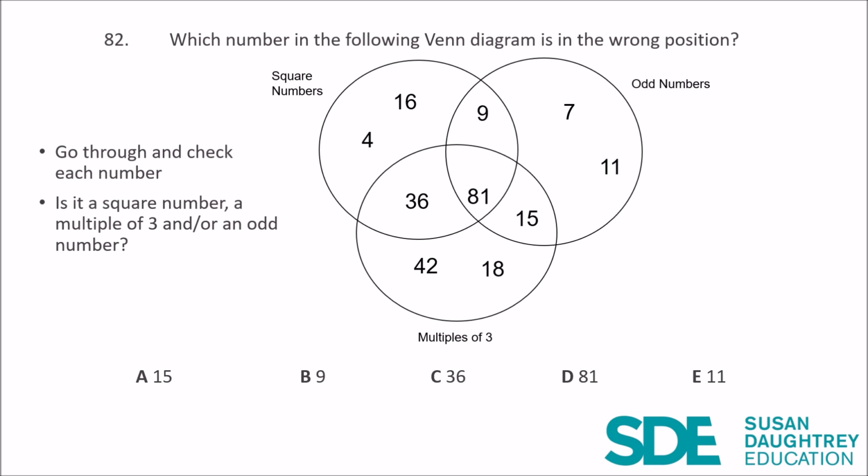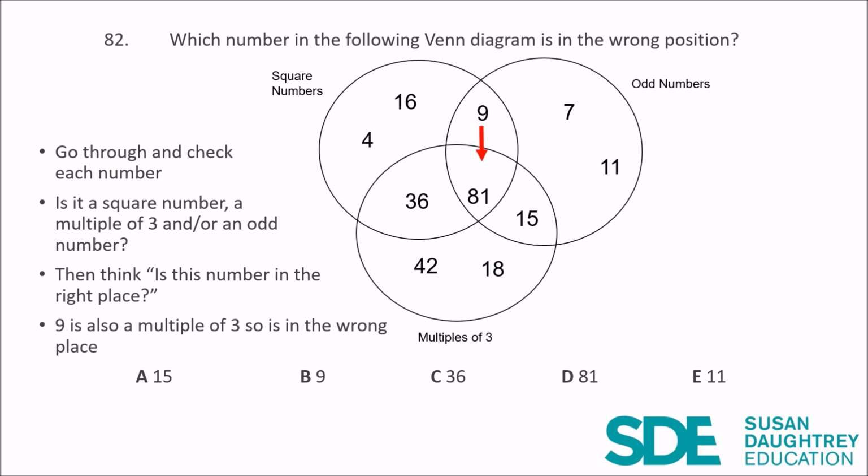In those areas we've got a 9 and an 81. The 9, it suggests, would be both a square number and an odd number, whereas the 81, being in the overlap where all 3 circles overlap, must be a square number, an odd number and a multiple of 3. We're asked which number is in the wrong position. We have then to ask, are 9 and 81 in the correct place? And the answer is yes, the 81 is, but the 9 isn't.